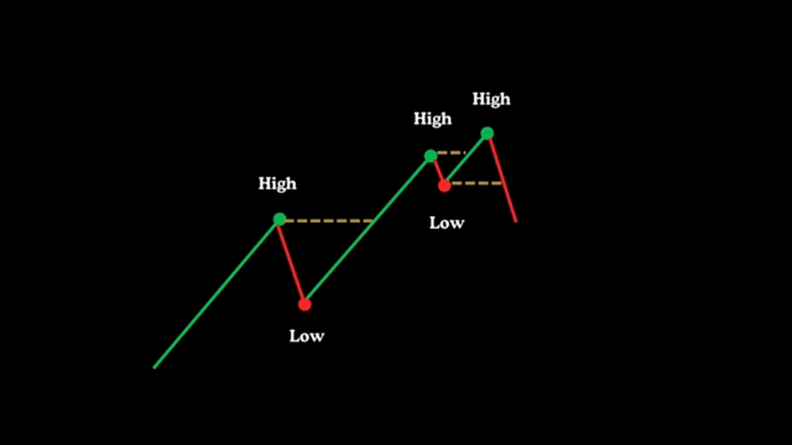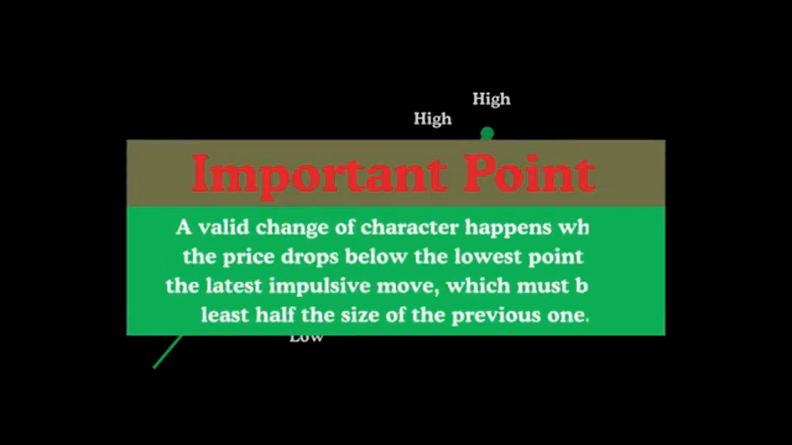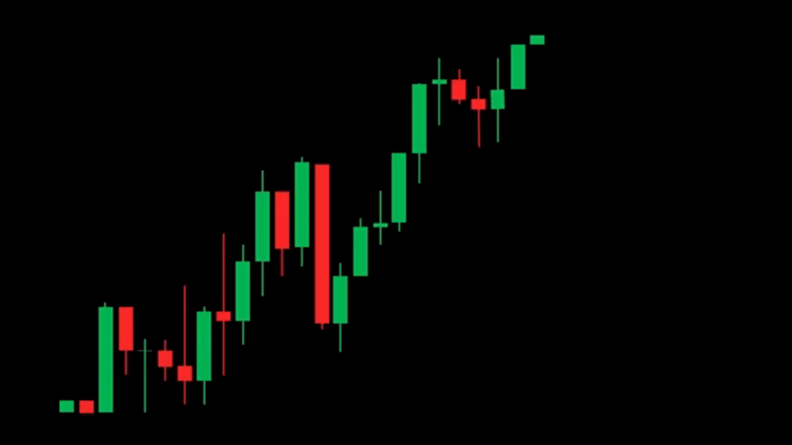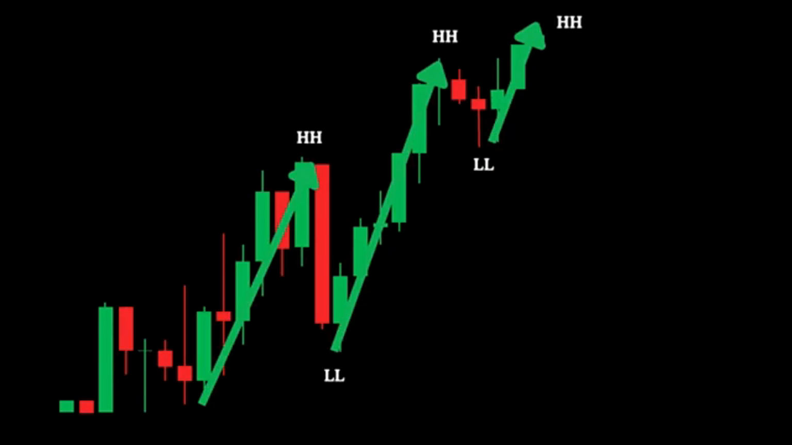So, here's another guideline for confirming a change in character. A valid change of character happens when the price drops below the lowest point of the latest impulsive move, which must be at least half the size of the previous one. For instance, take a look at this chart. Using market structure concepts, we can identify 3 impulsive moves like this. Each created a new high, so a break below the source of any is seen as a change of character, but notice the third impulse, it's barely half the size of the one before it.